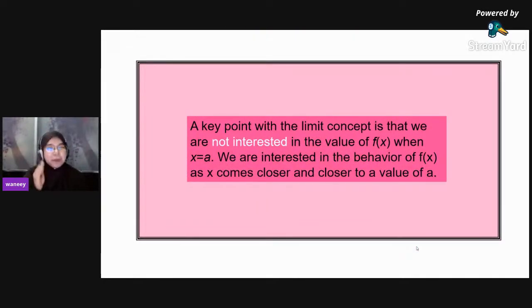Okay, so a key point with the concept of this limit is that we are not interested in the value of f(x) when x equals a. We are only interested in the behavior of the function as x comes closer and closer to the value of a.